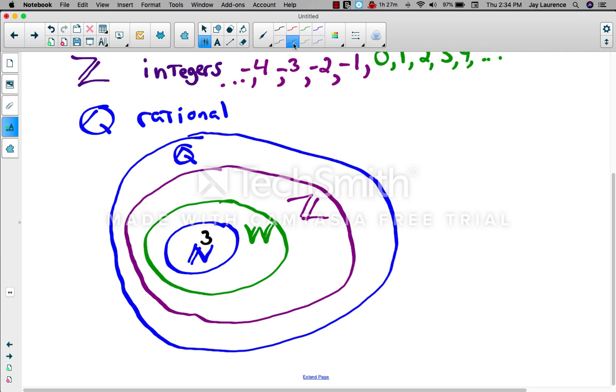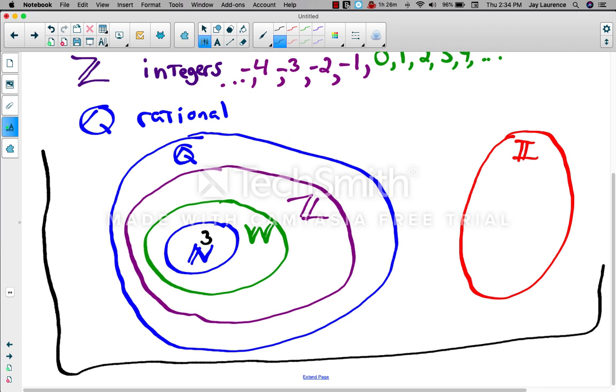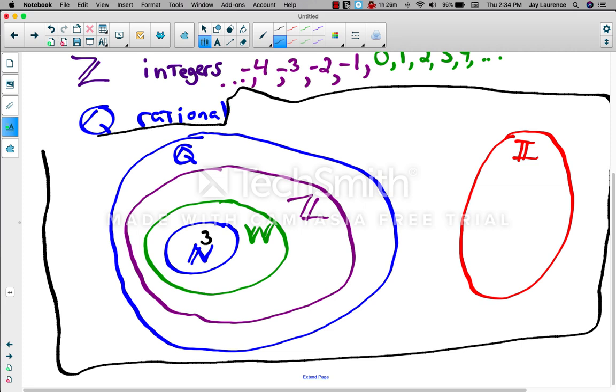Now, the irrational numbers are their own special group off to the side. They were the numbers in the back of the room. They don't have any subsets over there. Now, altogether, these sets make up what we call the real numbers.